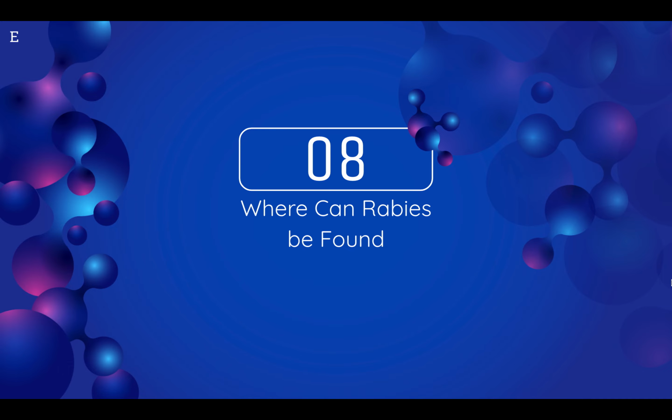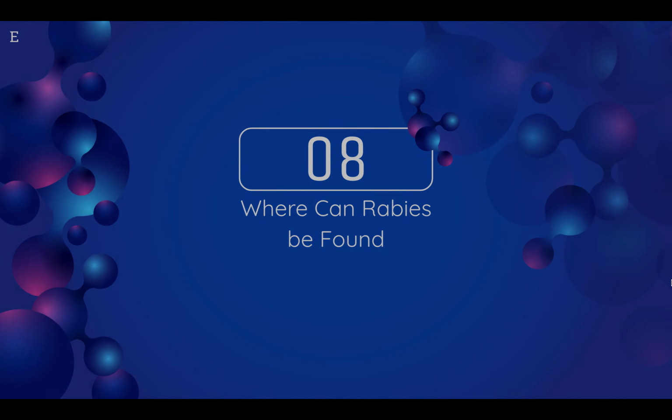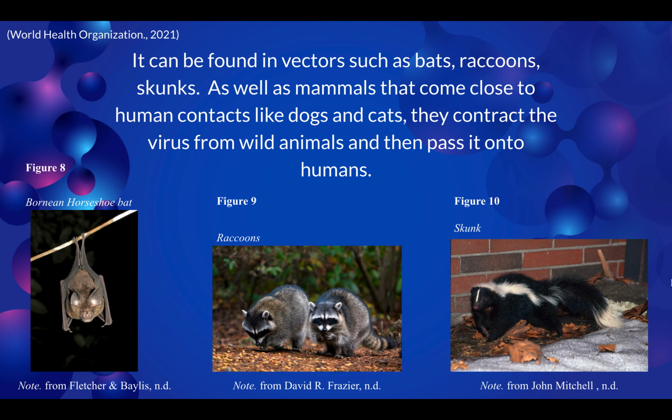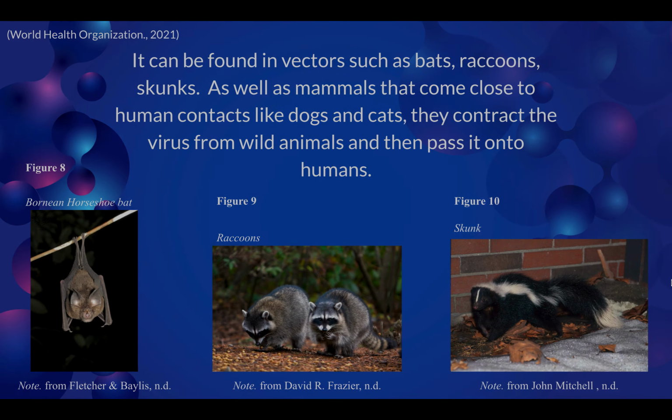The next topic is where rabies can be found. Rabies can be found in any animal that contains the virus, but the most common animals are bats, raccoons, and skunks. Other types of animals that are more close with humans are dogs and cats. Especially when someone sees a stray cat or dog, they are more likely to approach it than if it was a stray raccoon. Images 8, 9, and 10 show you an example of a bat, raccoon, and a skunk.